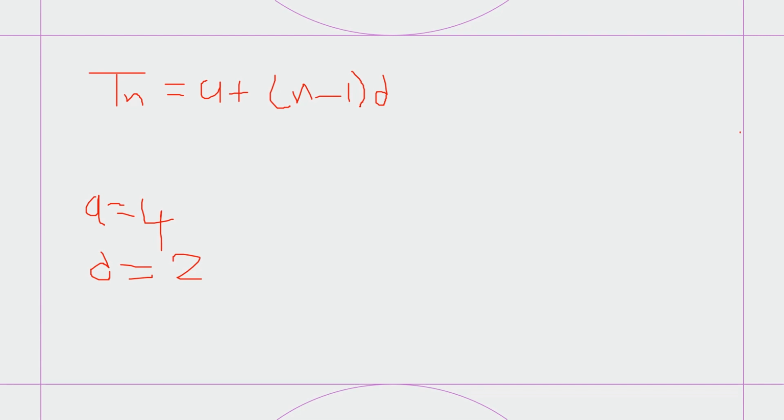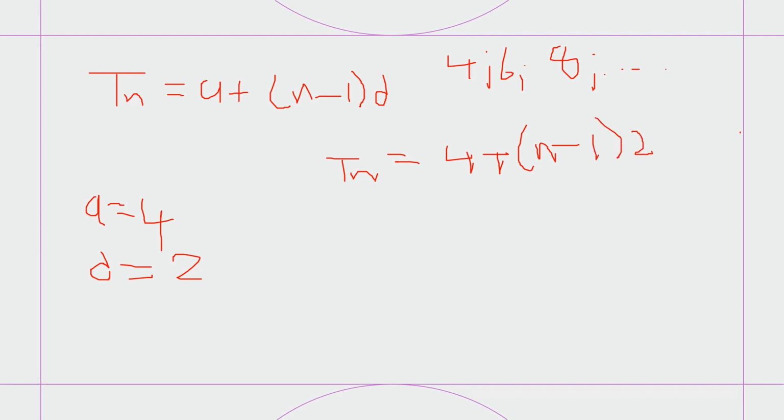Let me just rewrite the sequence of ours. The sequence is 4, 6, 8. Moving forward. Now you just substitute the value of a and the value of d. You say now Tn will be 4 plus (n minus 1) all multiplied by 2.